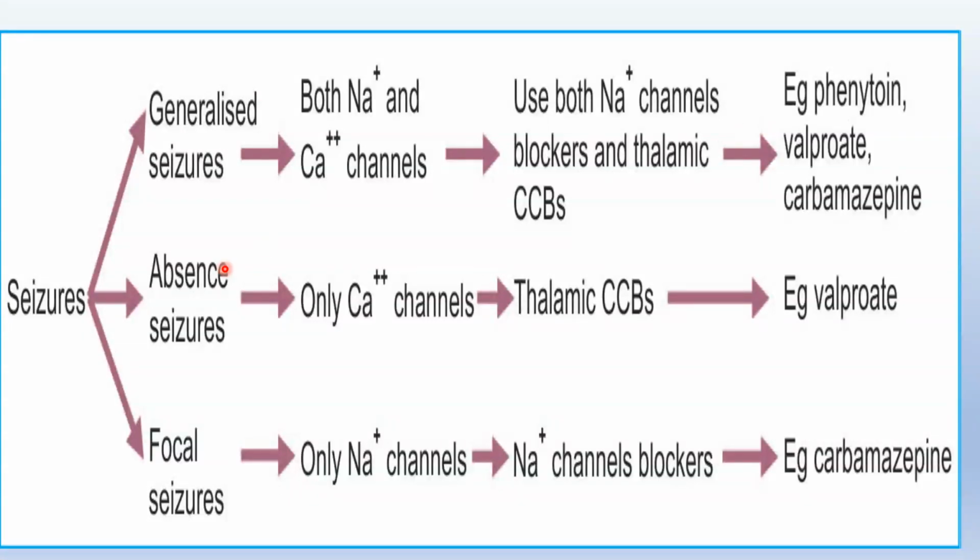In absent seizures, the major issue lies with the calcium channels of the thalamus. For that reason, the drugs of choice usually are calcium channel blockers, and though there are a lot of drugs like ethosuximide, these days we use only valproate. Coming to focal seizures, the primary pathology lies in the asynchronous opening of sodium channels, and the drugs which can be used effectively include sodium channel blockers, primarily carbamazepine.